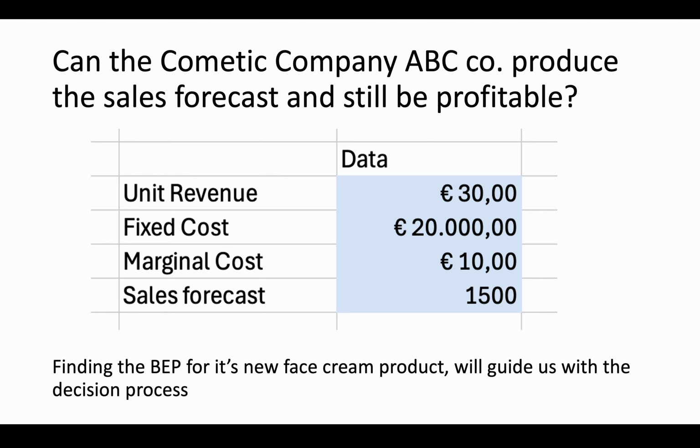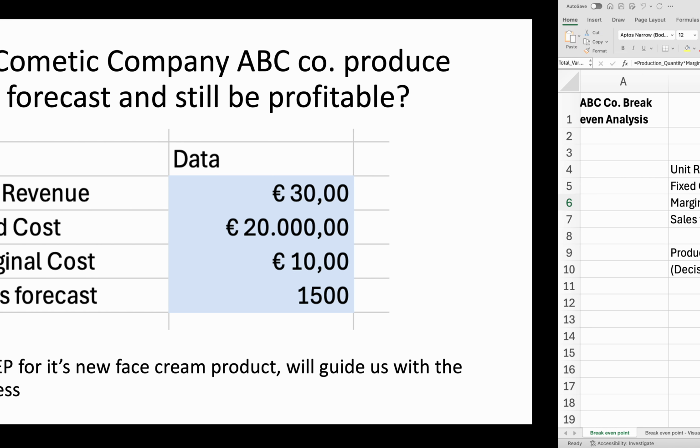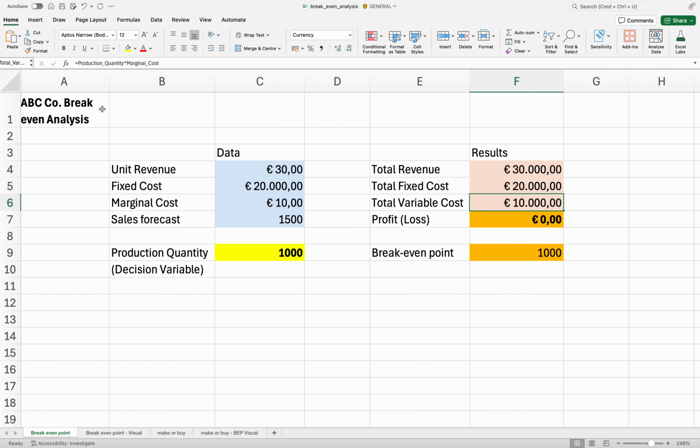Let's look at an Excel to understand this better. We are given the following information of ABC company. The company generates 30 euros per face cream sold. The company incurs a fixed cost of 20,000 euros if it plans to make even one piece of face cream in its premises. These costs are generally towards purchasing machines, etc. The company also has a marginal or a variable cost of 10 euros per piece sold. This accounts for consumables such as materials, electricity, etc.